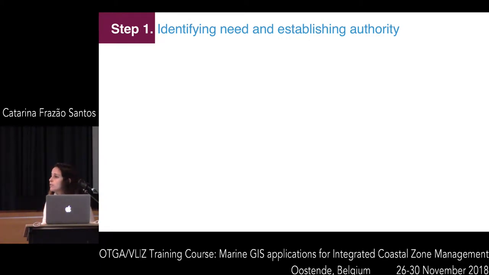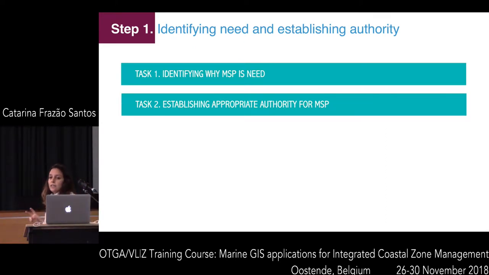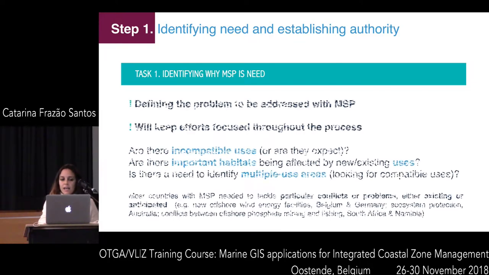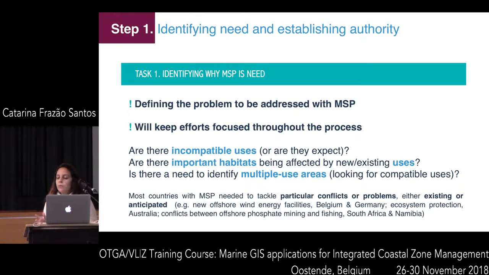And so, first of all, step one is identifying the need and establishing authority for marine spatial planning. It has two main tasks: identifying why MSP is needed, why should we do this, and then establishing authority to do it. And here what we want to know is, what problem do we need to address with marine spatial planning? This will help keep efforts focused throughout the process. So we need to ask, do we have incompatible uses, or are they expected to happen? Do we have important habitats that are being affected by new or existing uses? Do we need to identify multiple use areas to ensure compatible uses?